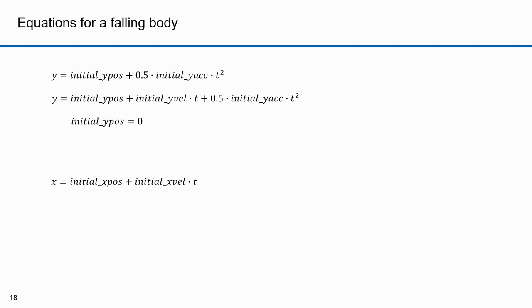I'll set the initial y-position to 250. This animation will show the object dropping from 250 meters to 0 meters. I'll set the initial y acceleration to minus 9.81. I call this the initial acceleration, and I'll show you why I did that later. And the initial x position will be minus 60. And the initial x velocity will be 8.5 meters per second.